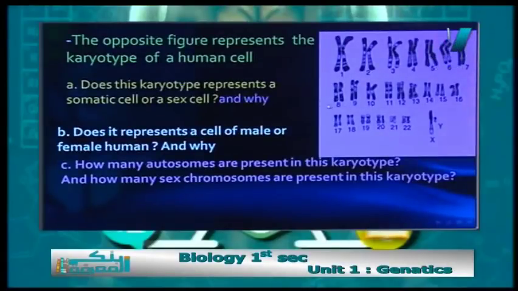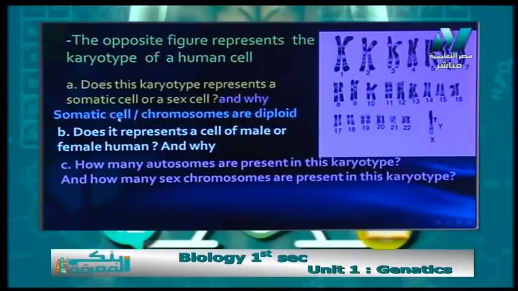When you look at the diagram, you will see the chromosomes in pairs. That means it is a somatic cell. Why? Chromosomes are diploid in number. Second point: does it represent a cell of a male or female human, and why? When you look at pair number 23, which determines the sex of the individual, you will see XY, different. That means this karyotype is related to a male because it contains XY.